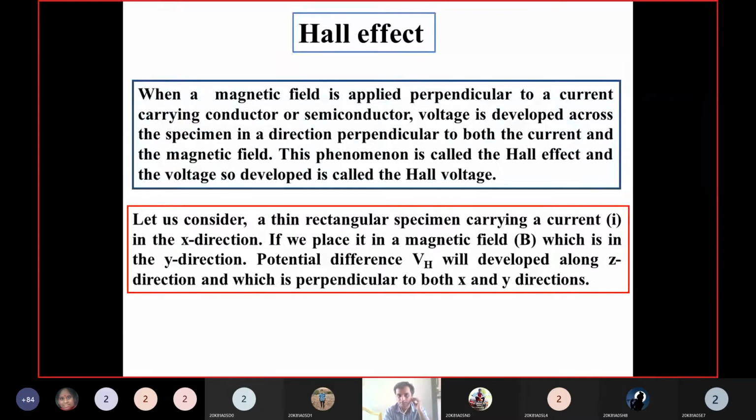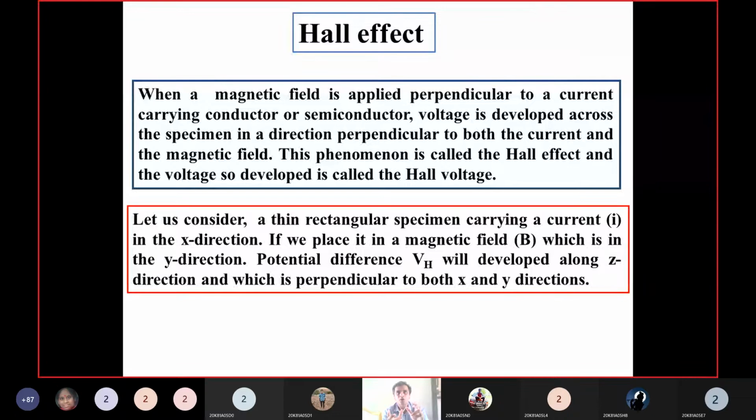Once again, I will explain what the Hall effect is. First of all, we take any material, either a semiconductor or a conductor, and current flows through it in a particular direction. Now we apply a magnetic field to that conductor, and the magnetic field direction is perpendicular to the current direction. After applying the magnetic field, a voltage is developed perpendicular to both the current and the magnetic field.